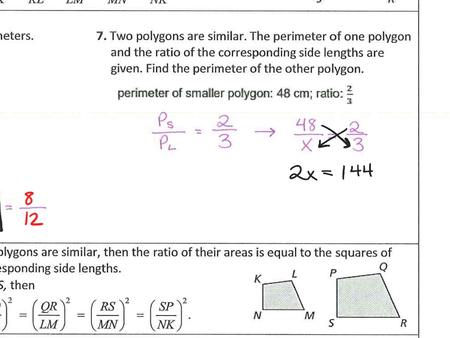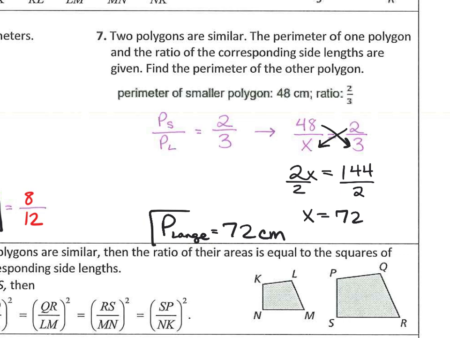144. I'm one step away from finishing this problem, because I want to cross multiply and then solve. What's the last step to solve here? It's the divide. So we do 144 divided by 2. I get that x is equal to 72, which means the perimeter of the larger polygon would be equal to 72 centimeters.